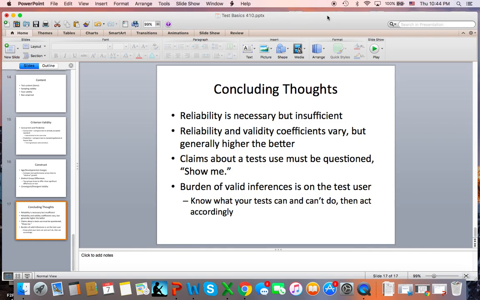Next week we'll work with a data set to come up with some reliability coefficients, and then also calculate some confidence intervals. So I'll see you then.